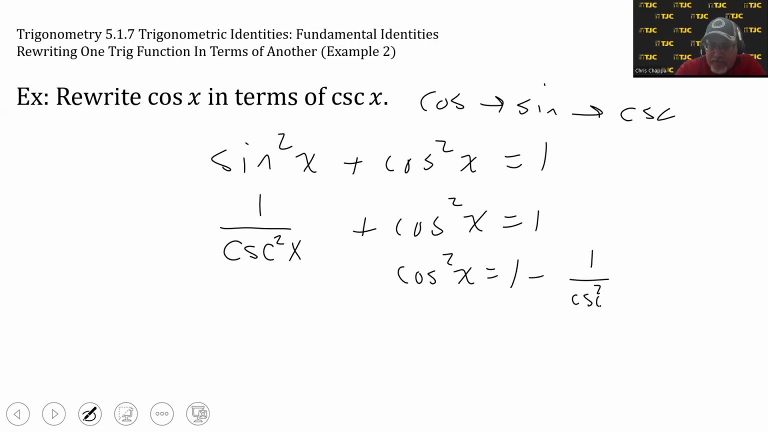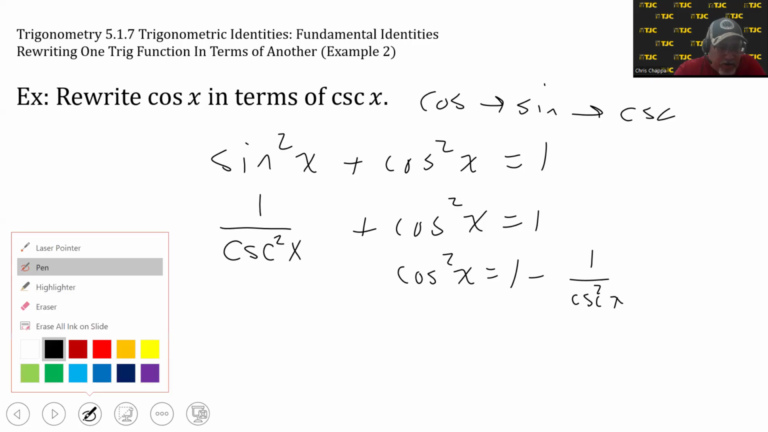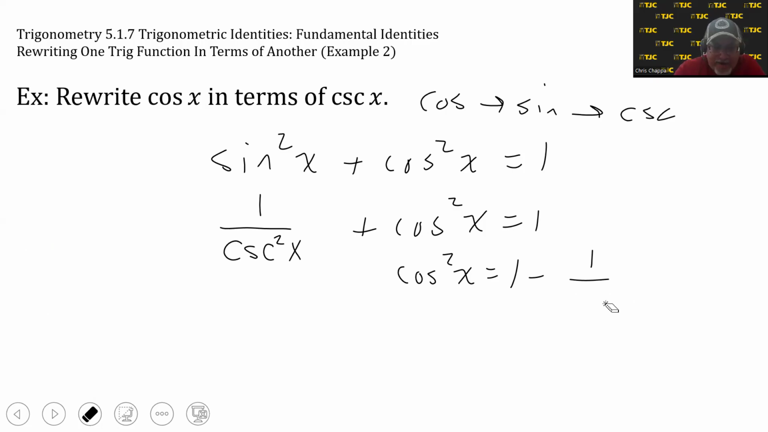Now, at this point, we could just put a big square root around it, but I'd like to try to simplify the right side a little bit before we do that. So what can I do to the right side to make it look different? Well, combining the two fractions would be a good idea. Now, it doesn't look like two fractions, but we could always write the first one as cosecant squared over cosecant squared, and then minus 1 over cosecant squared. So that way we have a common denominator.